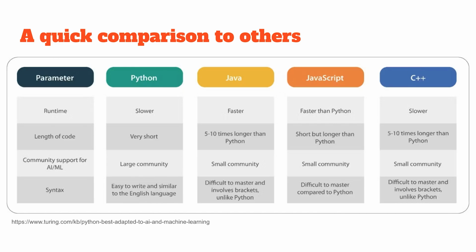Let me quickly compare Python to other programming languages here: Java, JavaScript, and C++. Python's runtime is a little bit slower than other programming languages, but Python has user-friendly, especially beginner-friendly qualities. First, the length of code for Python is very short, shorter than the others. Also, Python has great, large community support for AI and machine learning. Also, Python syntax is easy to read and write, just like reading English. Considering all these aspects, Python becomes a great option as the first programming language to learn.